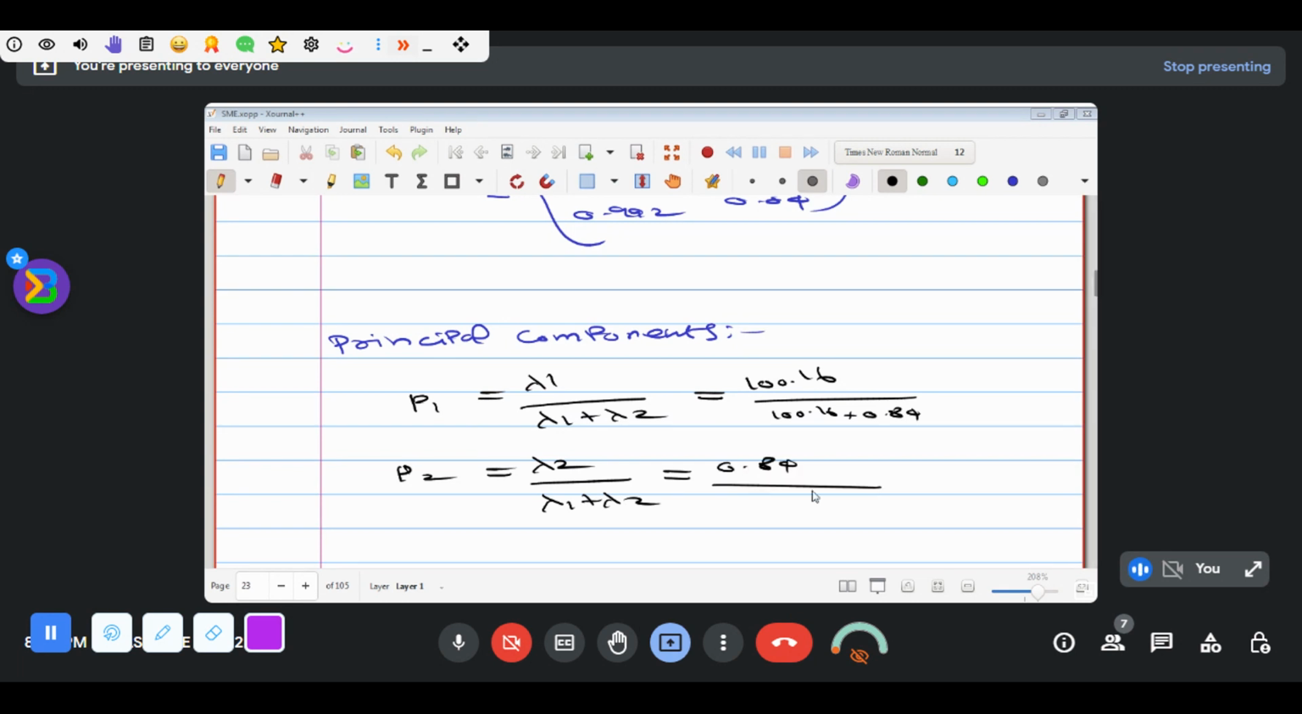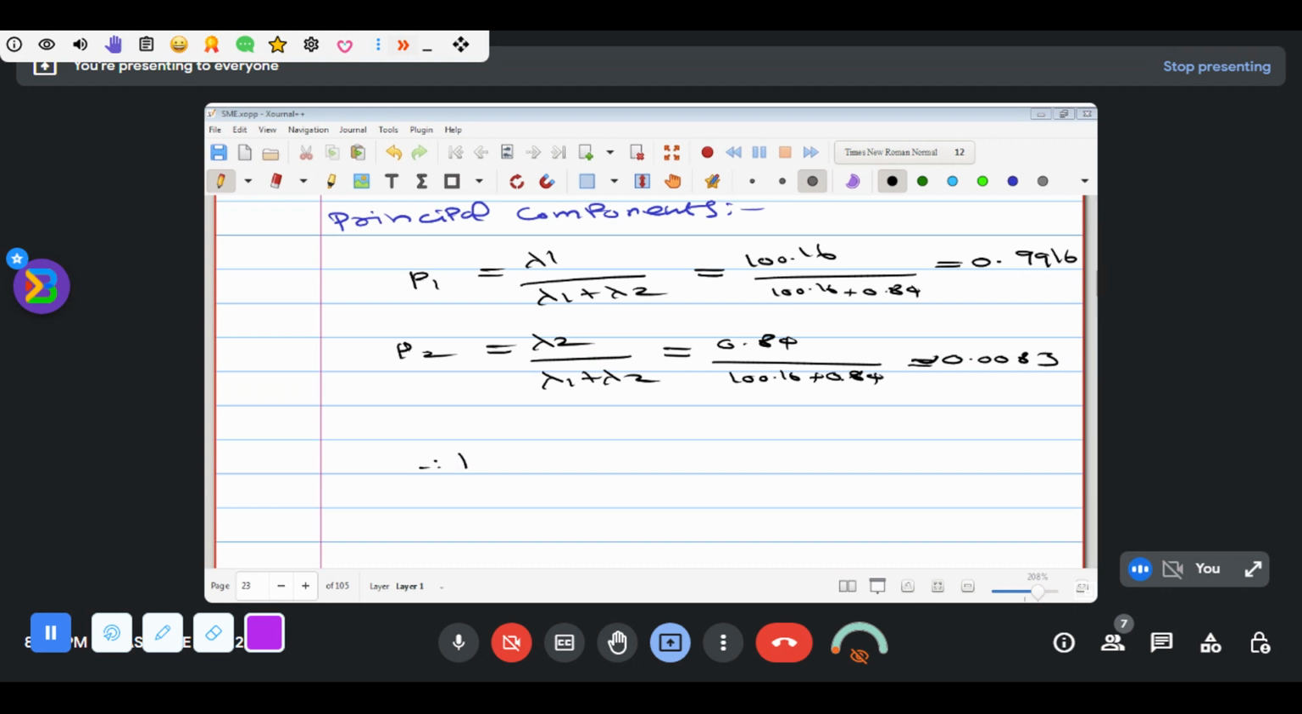0.84 divided by the same value, 100.16 plus 0.84. Then how much? Please complete these two calculations. So what is the result? First one. Please complete the first one. What is the result? 0.9916. And also this result is approximately equal to 0.0083.